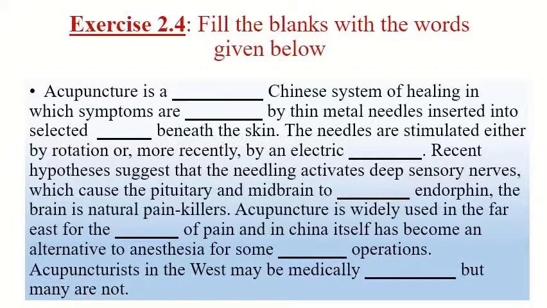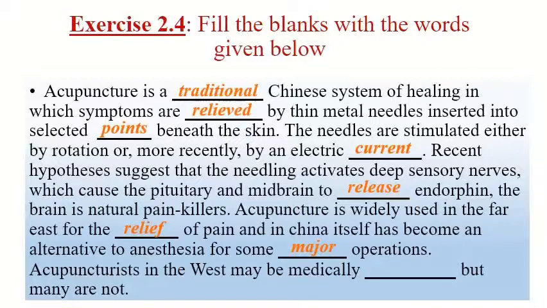Okay, now let's check. Acupuncture is a traditional Chinese system of healing in which symptoms are released by thin metal needles inserted into selected points beneath the skin. The needles are stimulated either by rotation or more recently by an electric current. Recent hypotheses suggest that the needle activates deep sensory nerves, which cause the pituitary and midbrain to release endorphins, the brain's natural painkillers. Acupuncture is widely used in the Far East for the relief of pain, and in China itself has become an alternative to anesthesia for some major operations. Acupuncturists in the West may be medically qualified, but many are not.